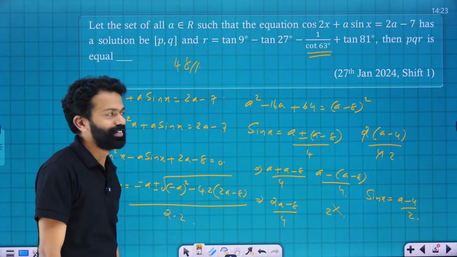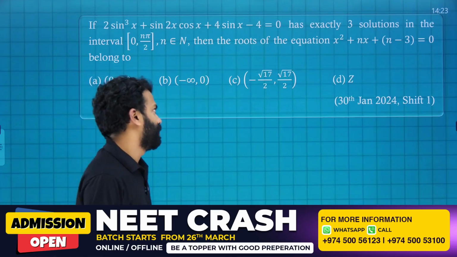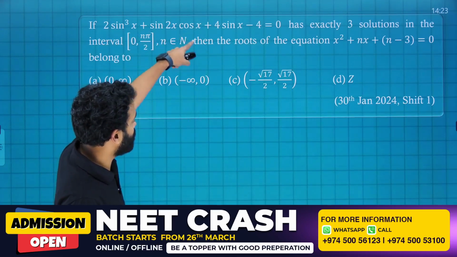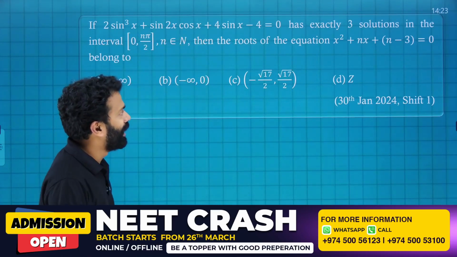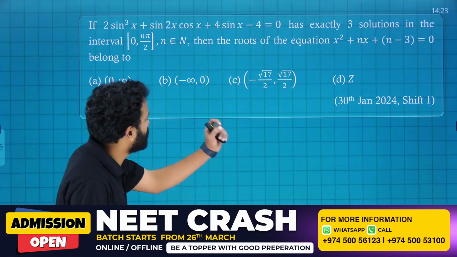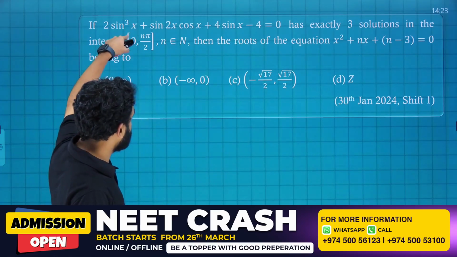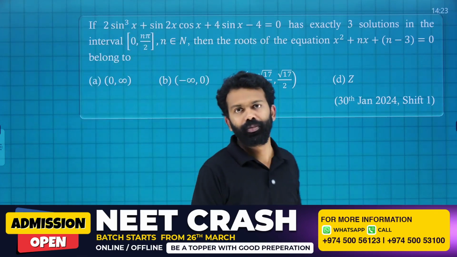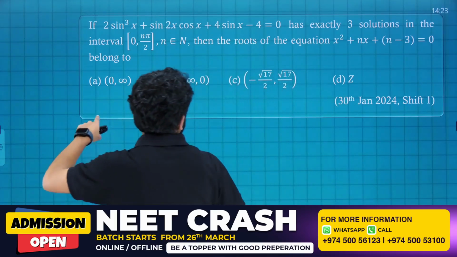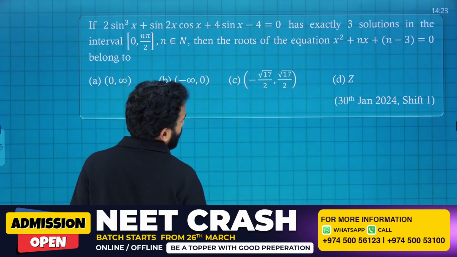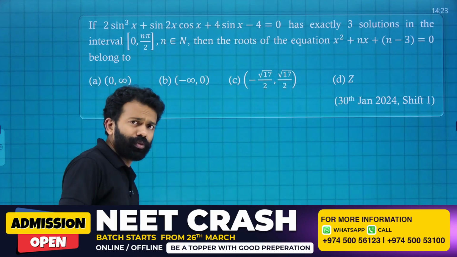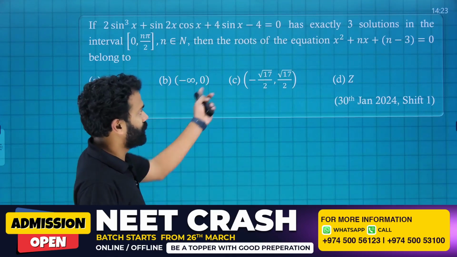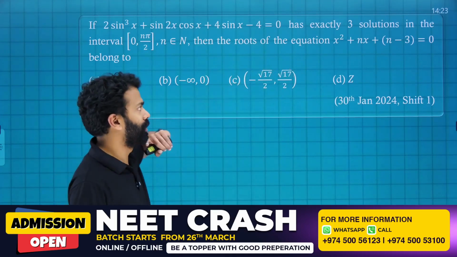Let's move to the next one. 2 sin cube x plus 2 sin x cos x plus 4 sin x minus 4 is equal to 0 has exactly 3 solutions in the closed interval 0 to n pi by 2, where n is a natural number. Then you need to find the roots of the equation x square plus nx plus n minus 3. Actually, you don't have to find the roots. You have to find the range of those roots. In which interval does the root lie? That is only what you need to find here.